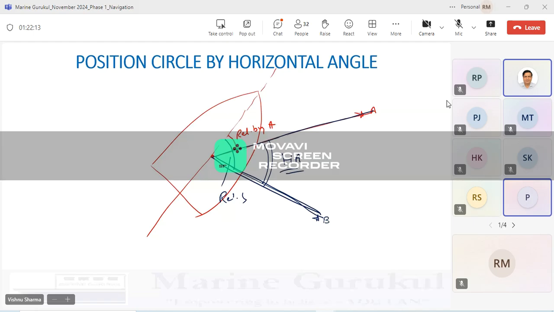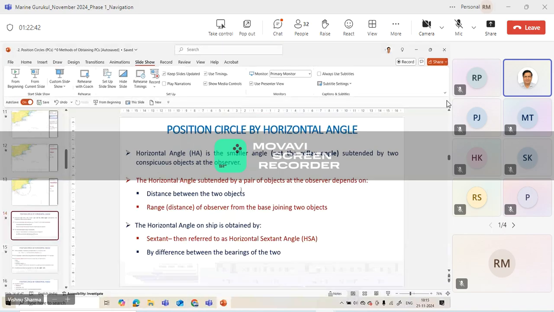So the beauty of this particular method is that you don't have to use a sextant. You can also use the pelorus, the graduations on the outer side of the compass repeater. Pelorus gives you relative bearings. So basically, any of these bearings can be used to obtain the horizontal angle. First, let me take you through this, and then how the horizontal angle will be used for the position circle. We'll come to that.